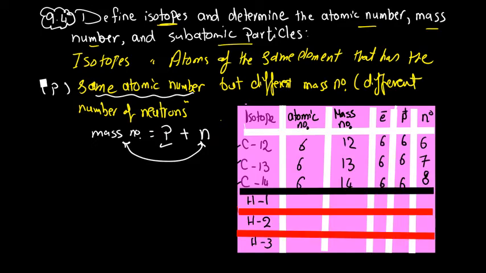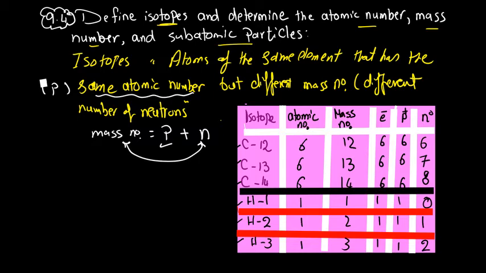Also, hydrogen has 3 isotopes, H1, H2, and H3. The atomic number, looking up the atomic number of the hydrogen in periodic table, it's 1. Mass number, 1, 2, 3. Number of electrons, it equals the atomic number and the proton as well, while the number of neutrons will be different. In H1, the number of neutrons 1 minus 1, 0. Here 2 minus 1, 1, and 3 minus 1, 2.